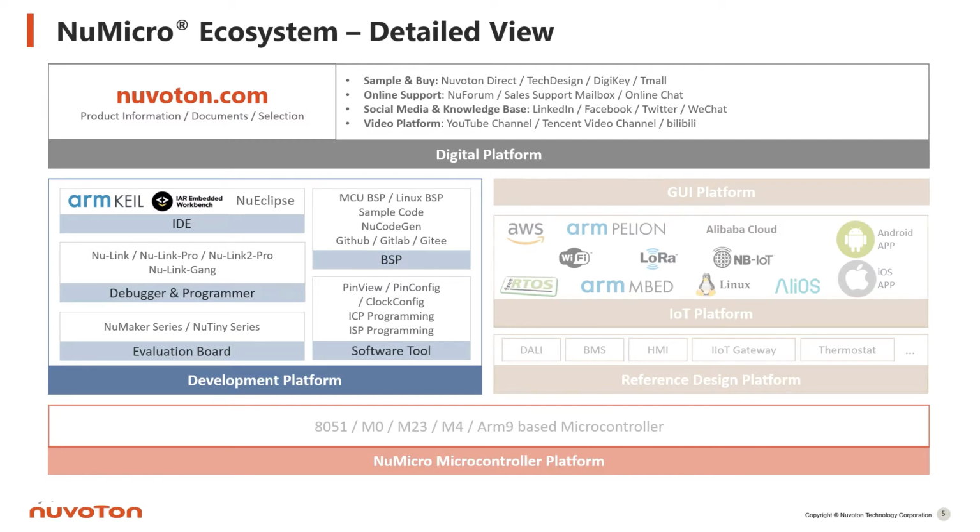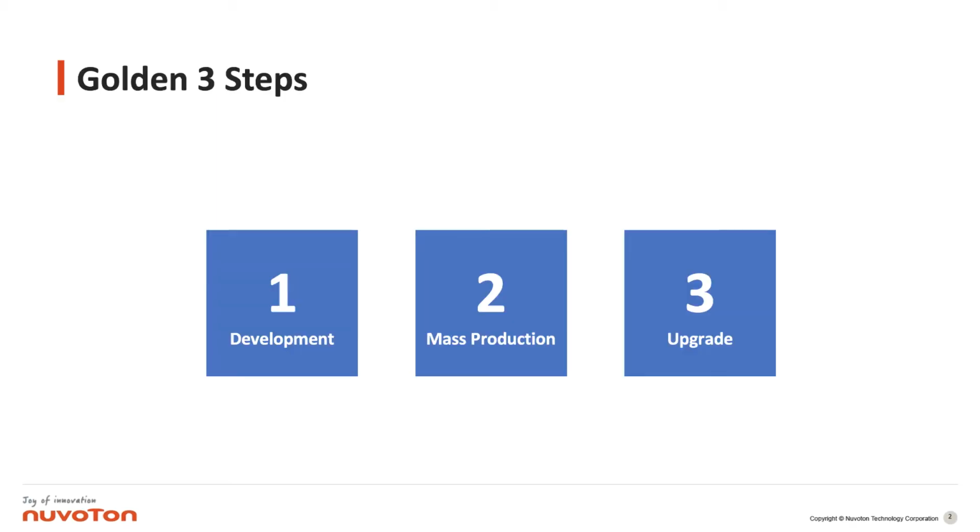Wait, what are the so-called steps? Correct, it's Nuvoton's golden 3 steps we have talked about. We think there are 3 steps in an IC's life process: development, mass production, and upgrade. Using the ecosystem we mentioned, we can complete all tasks in these 3 steps in a quick fashion. We will focus on the development step, as this course is for anyone interested in the MCU world, including beginners.